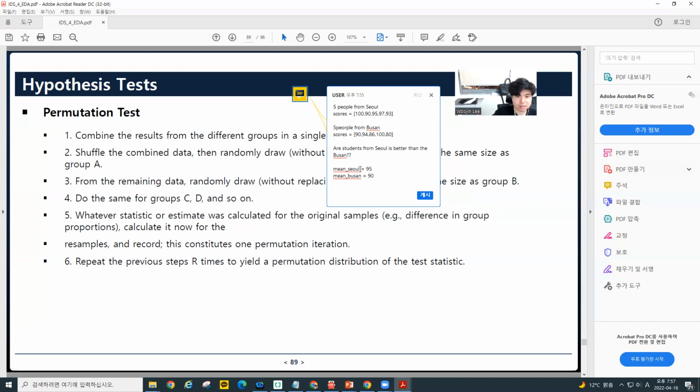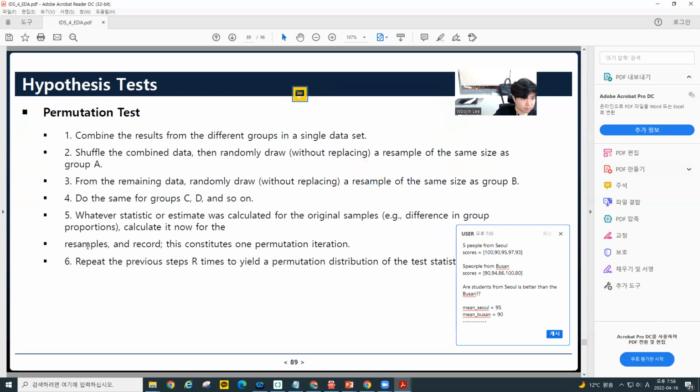But what we are interested in is, is this difference of 5 statistically different or not? Can this be done by randomness or not? We are very interested in whether this 5 value is statistically significant or not. So to do this, in this permutation test, we have to follow this scheme.